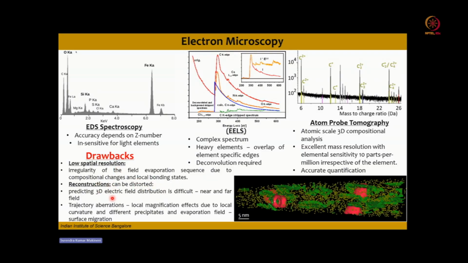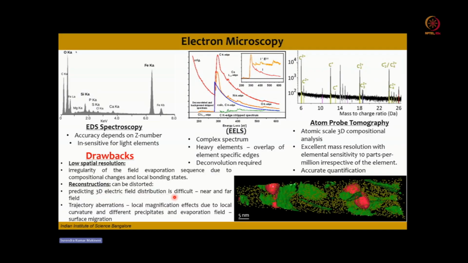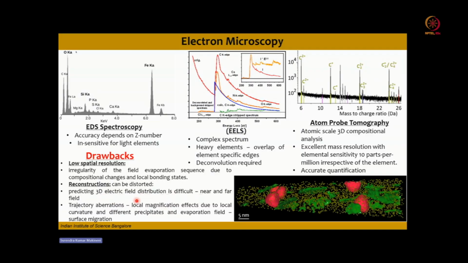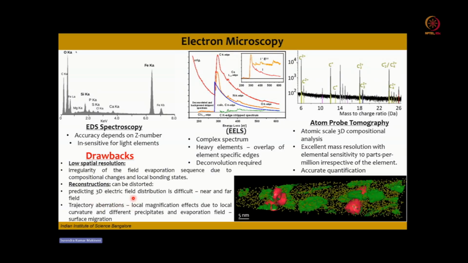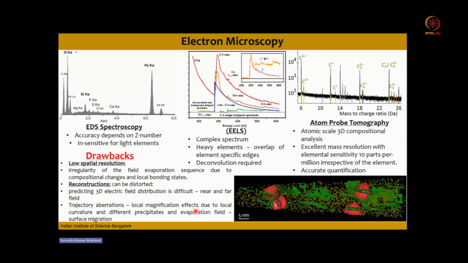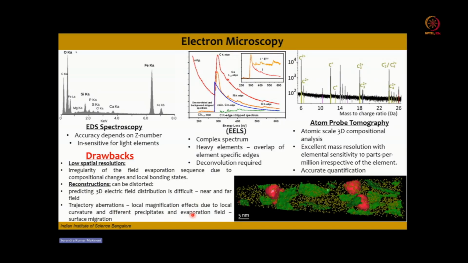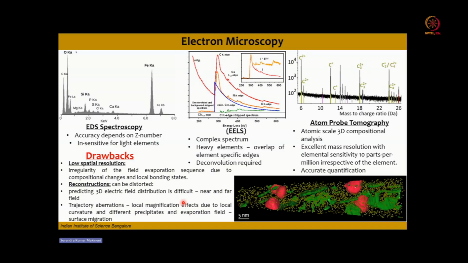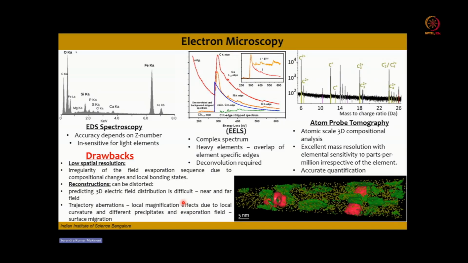This is because predicting the 3D electric field distribution is very difficult, especially in the near and the far field. And there are also aberrations related to trajectory, which are related to local magnification effects and due to local curvature and different precipitate evaporation fields. So there might be surface migration effects. So these are the major drawbacks in atom probe tomography.